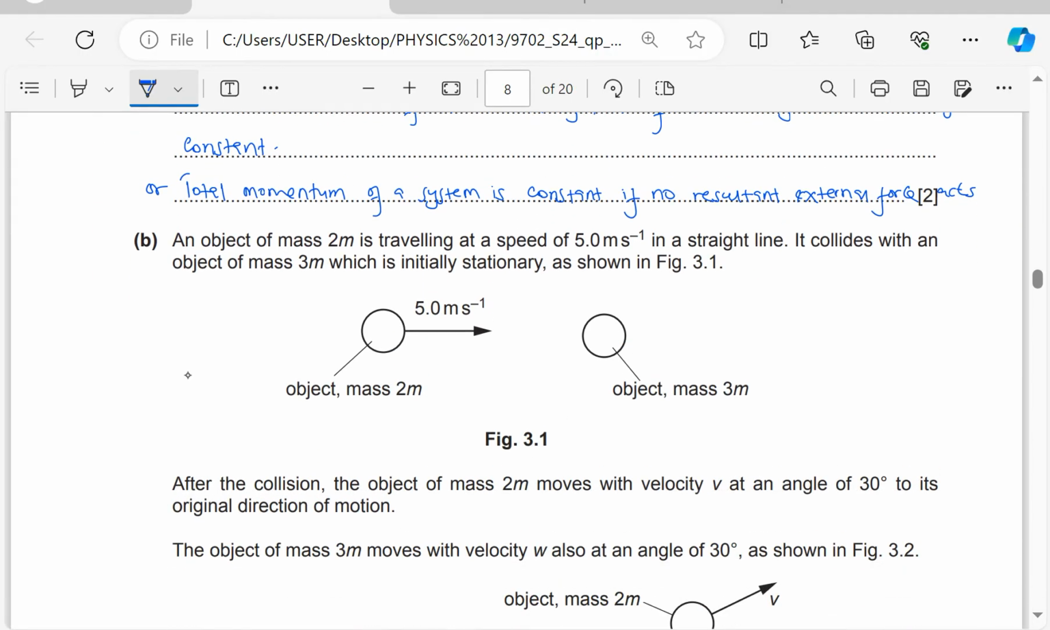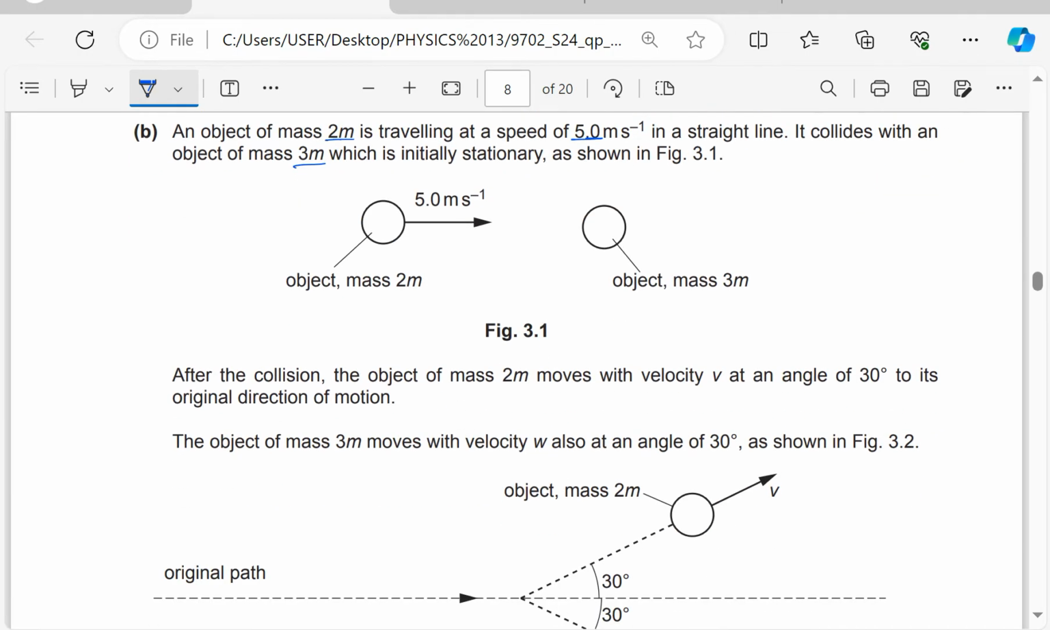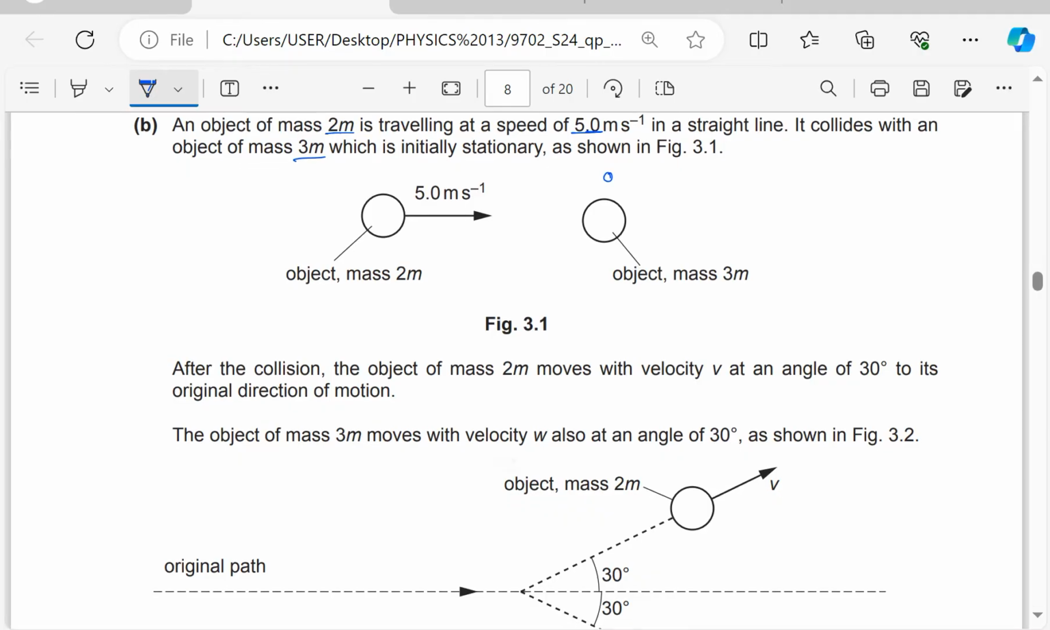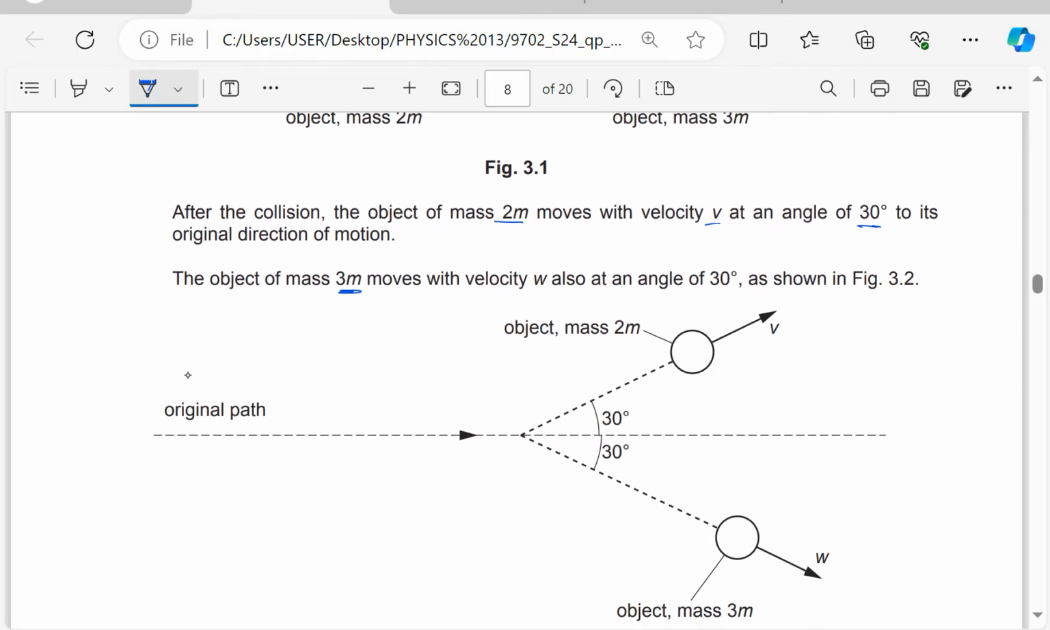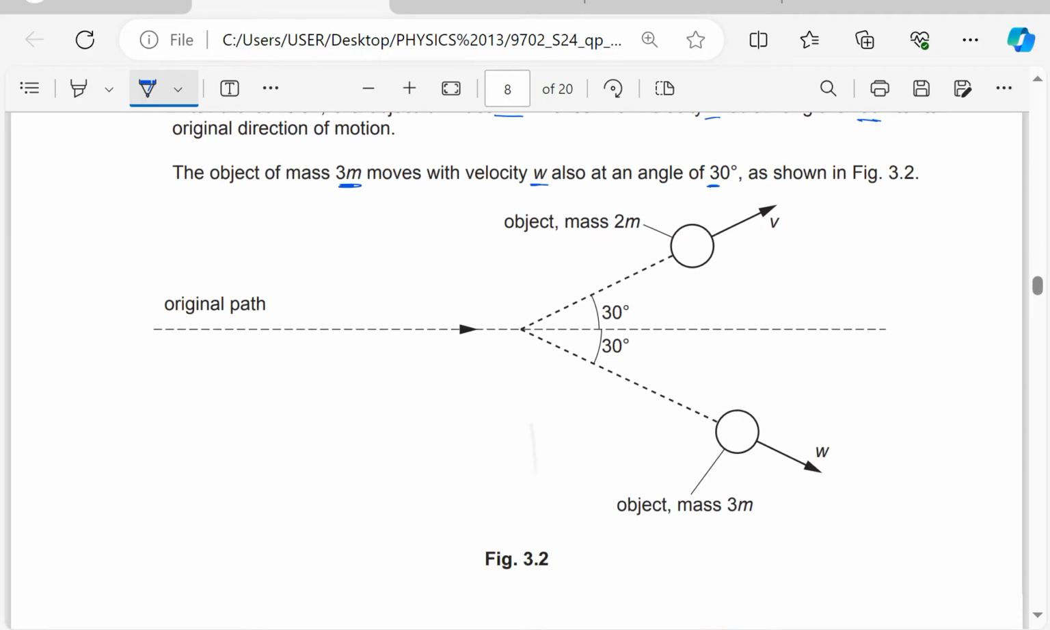Okay, an object of mass 2m is traveling at a speed of 5 meters per second in a straight line. It collides with an object of mass 3m, which is initially stationary as shown in the figure. So initial velocity here is 0. After the collision, the object of mass 2m moves with a velocity v at an angle of 30 degrees to its original direction of motion. The object of mass 3m moves with a velocity w also at an angle 30 as shown in the figure.